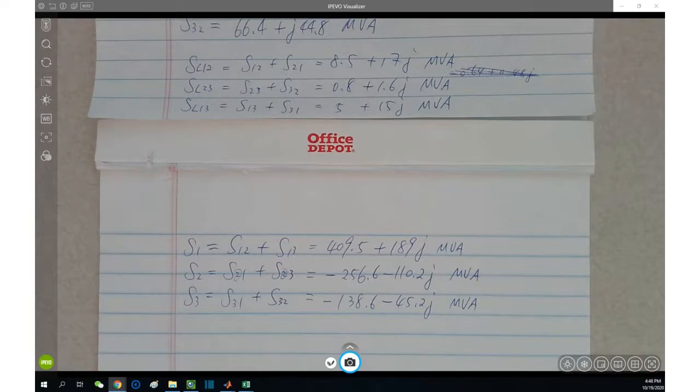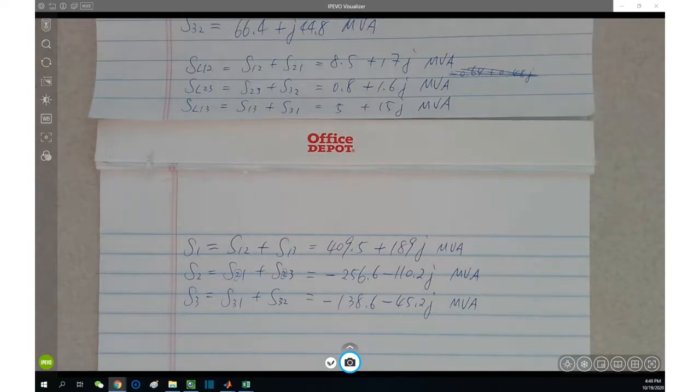Here, Neil is asking, can we label the SL32 instead of SL23? Yes, you can. Line loss is something that stays in the middle of the line. It doesn't matter which way. This is the loss. Right.